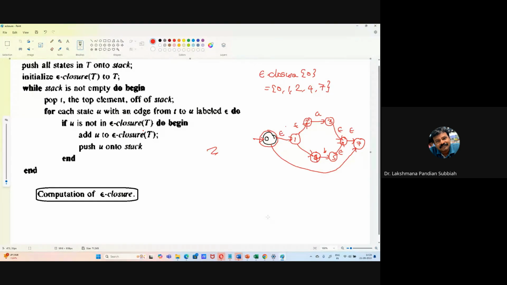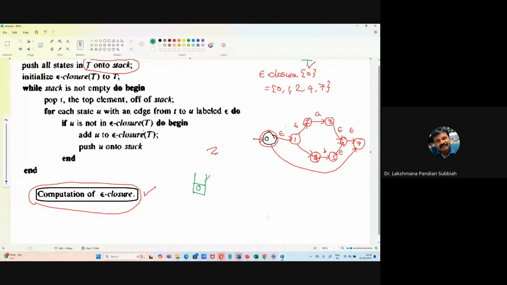Right, now you see the algorithm for computation of epsilon closure of 0. Here, the first step is push all states in t onto the stack. All states in t means here epsilon closure of 0. So now we have placed 0 onto the stack. So here we have the stack, and the first state is 0. This is t. In t, we have only one state, 0.